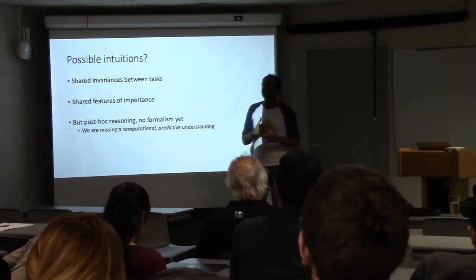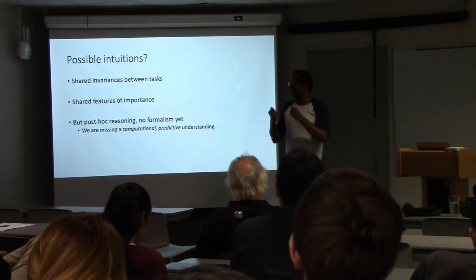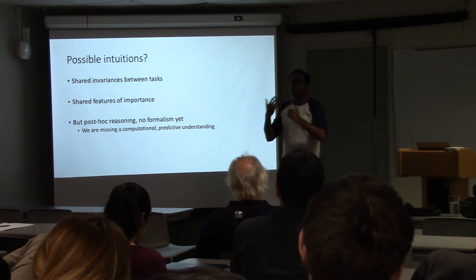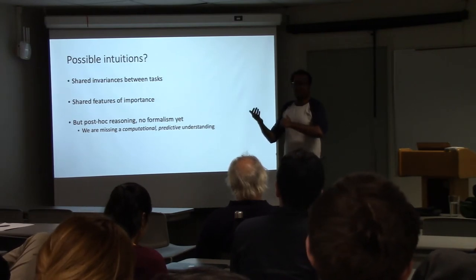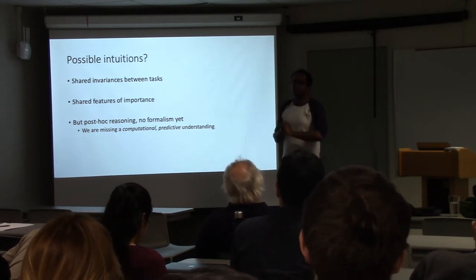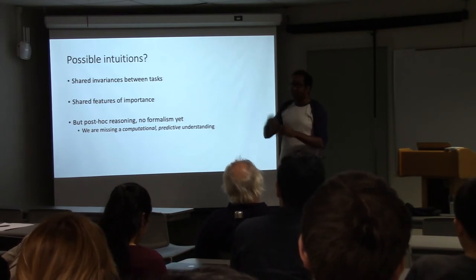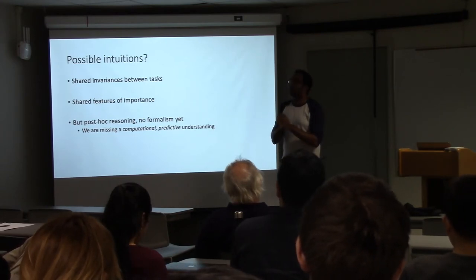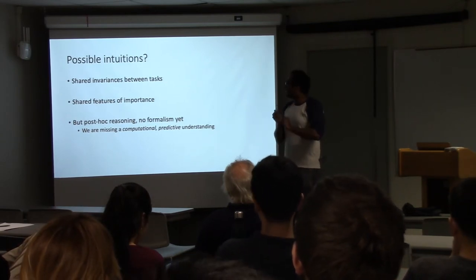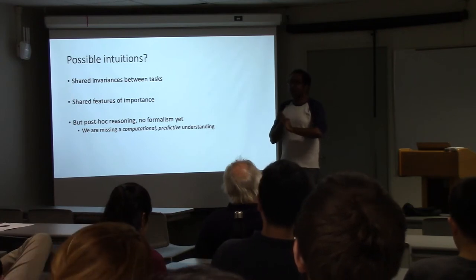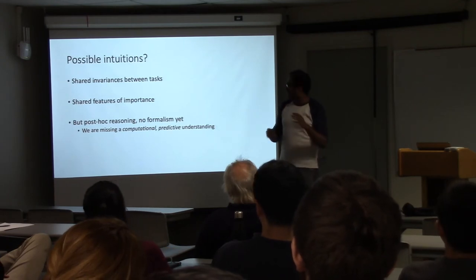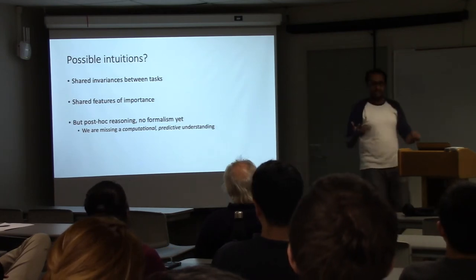A related notion is the idea that the things that are important are the same. For example, edges or boundaries tend to be important for recognition, so they are the same no matter what the task. But all of this reasoning is fairly post hoc. Given this feature representation, we've tried to fit what is really going on. What we don't have is a computational predictive understanding. So given a new task, I can't tell you whether training on ImageNet will transfer well to it or not, or vice versa. And I can't give you a way of testing this.